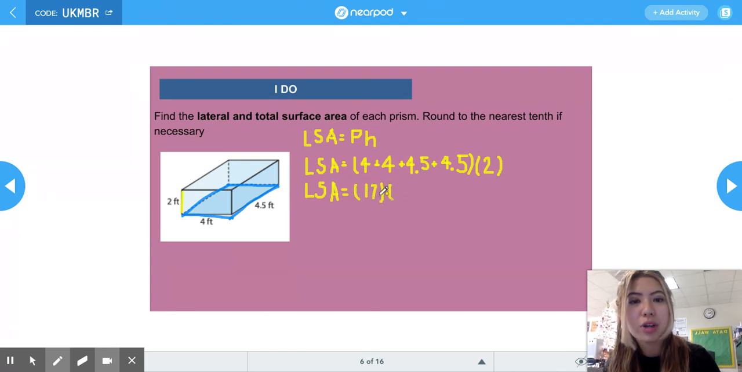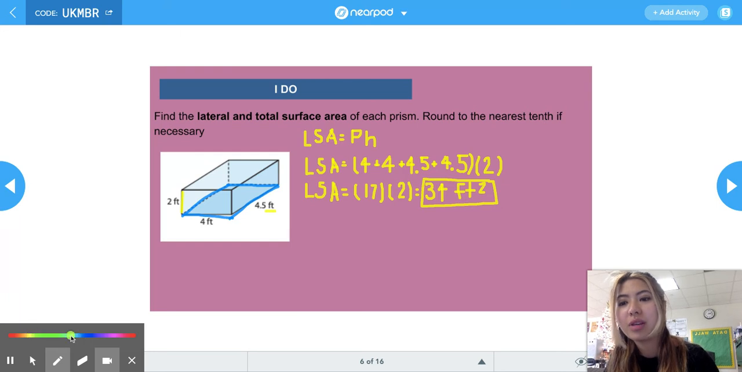And then I have to multiply 17 times 2, which gives me 34. My unit of measurement in this case is feet. So it's going to be feet. And it's not going to be feet to the power of 3 like it was for volume. It's going to be feet to the power of 2, which is the same thing as saying feet squared.